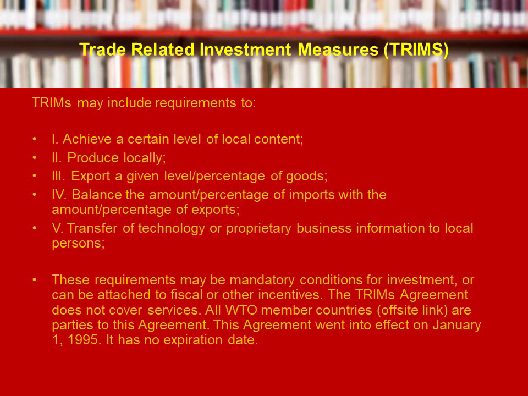Trade-related investment measures. TRIMS may include requirements to: 1. Achieve a certain level of local content. 2. Produce locally. 3. Export a given level or percentage of goods. 4. Balance the amount or percentage of imports with the amount or percentage of exports. 5. Transfer technology or proprietary business information to local persons. These requirements may be mandatory conditions for investment or can be attached to fiscal or other incentives.